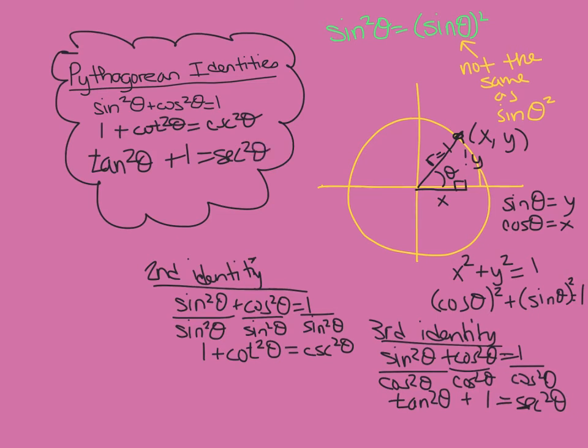The second two are pretty important, but the first is extremely important. If you remember nothing else from precalculus, the first identity here is probably the best thing to remember. It comes up all the time in calculus or any other math class that you take in the future.